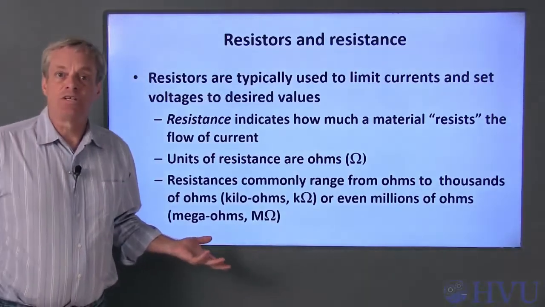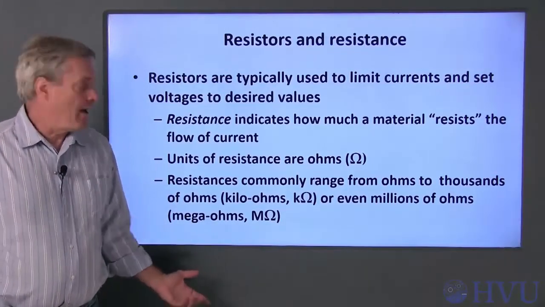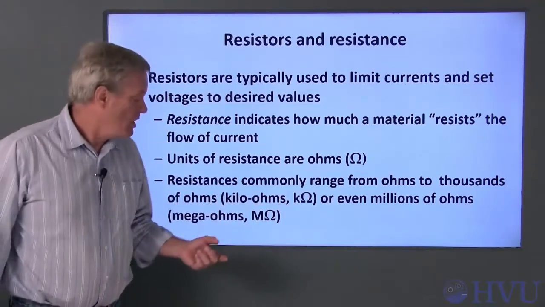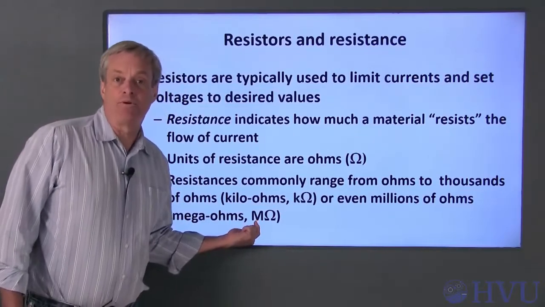Typical resistance values can range from ohms to thousands of ohms or millions of ohms. Thousands of ohms are called kiloohms and are represented by a K prefix, while millions of ohms are called megaohms and are represented by an M prefix.